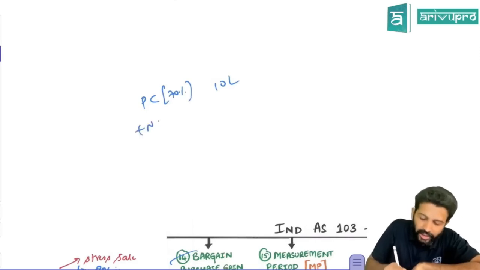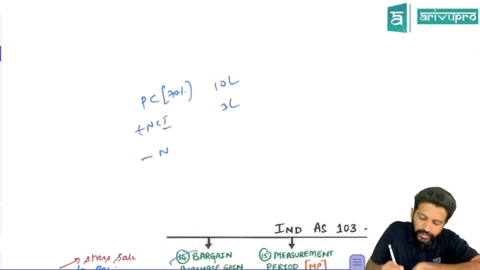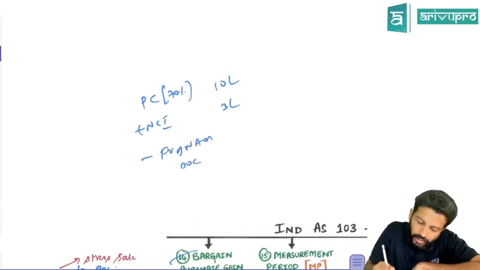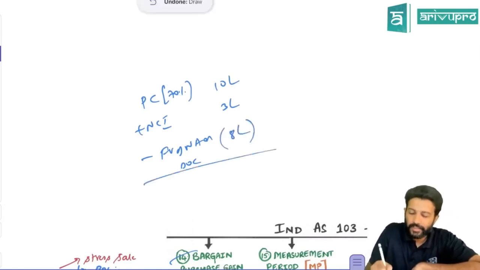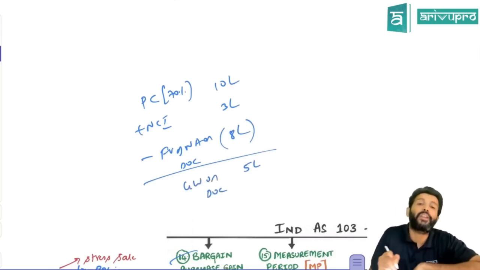So take this. Add non-controlling interest. Let's say non-controlling interest is 3 lakh rupees, an assumption. Then deduct what? Fair value of net assets on the date of control. Let's say this is about 8 lakh rupees. So what are you getting? Deduct this. The balancing figure you're getting is 5 lakh rupees, right? So that balancing figure only, we call it goodwill. And this is the goodwill on the date of control.